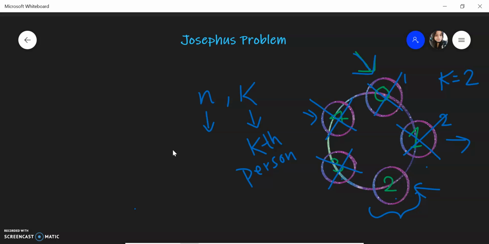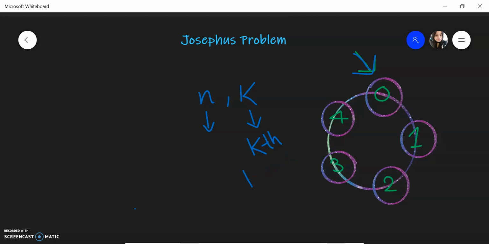This question can be asked in two ways. First is find out who is the last surviving man, or the second alternative question that can be asked is if you were to participate in such a game, you need to find out what position you must stand in so that you are not killed. So now that we have looked at the algorithm, let's quickly jump into the code, how this will be done.